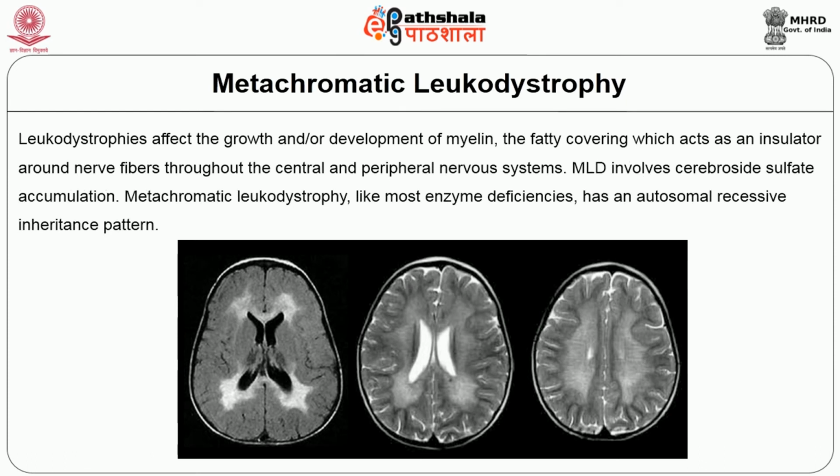Leukodystrophies affect the growth and development of myelin, the fatty covering which acts as an insulator around nerve fibers throughout the central and peripheral nervous systems. MLD involves cerebroside sulfate accumulation. Metachromatic leukodystrophy, like most enzyme deficiencies, has an autosomal recessive inheritance pattern.